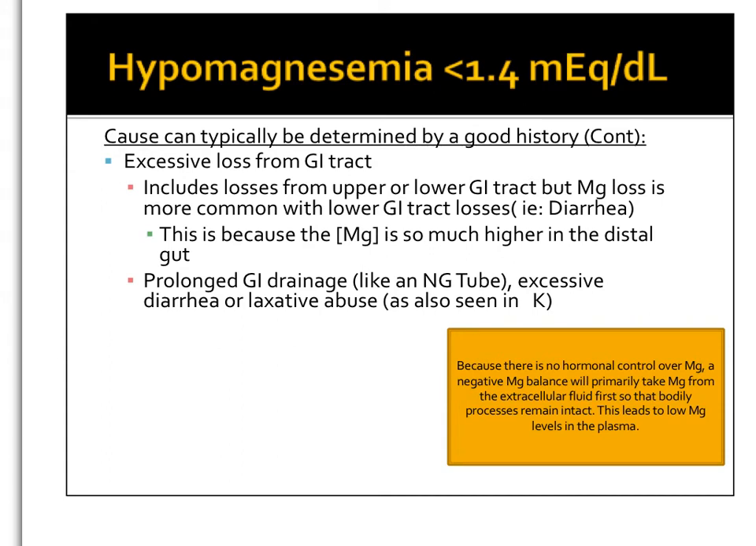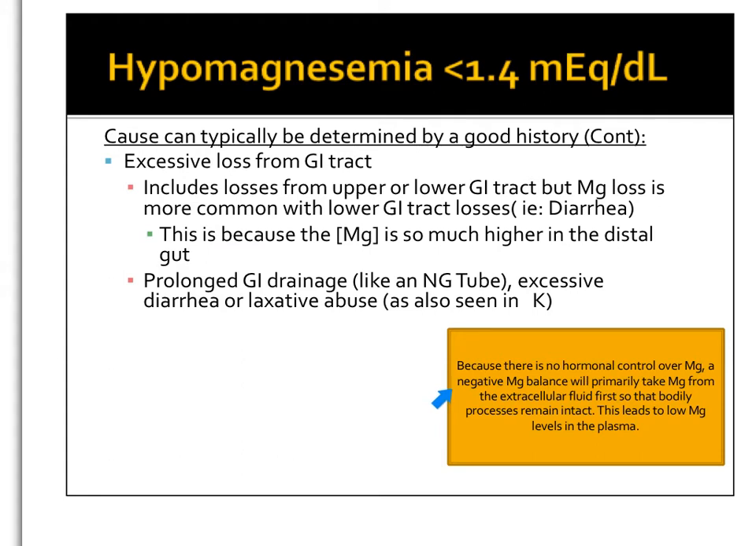They kind of go together. And as you learned before, excessive GI loss can give you low potassium. So once again, you can see low potassium and low mag together. I gave you a little box down here just to remember that there's no hormonal control over magnesium.